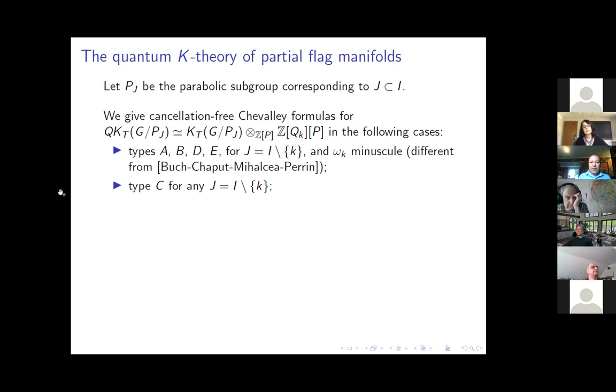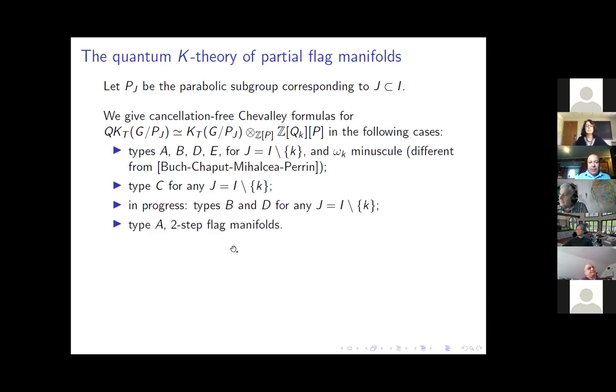And then we can also do type C, but here we can do it for any k. So we can remove the minuscule condition. Then it's more complicated for type B and D, but we have some ideas. We are working on this also for maximal parabolics. And we can also do it in type A for two steps.